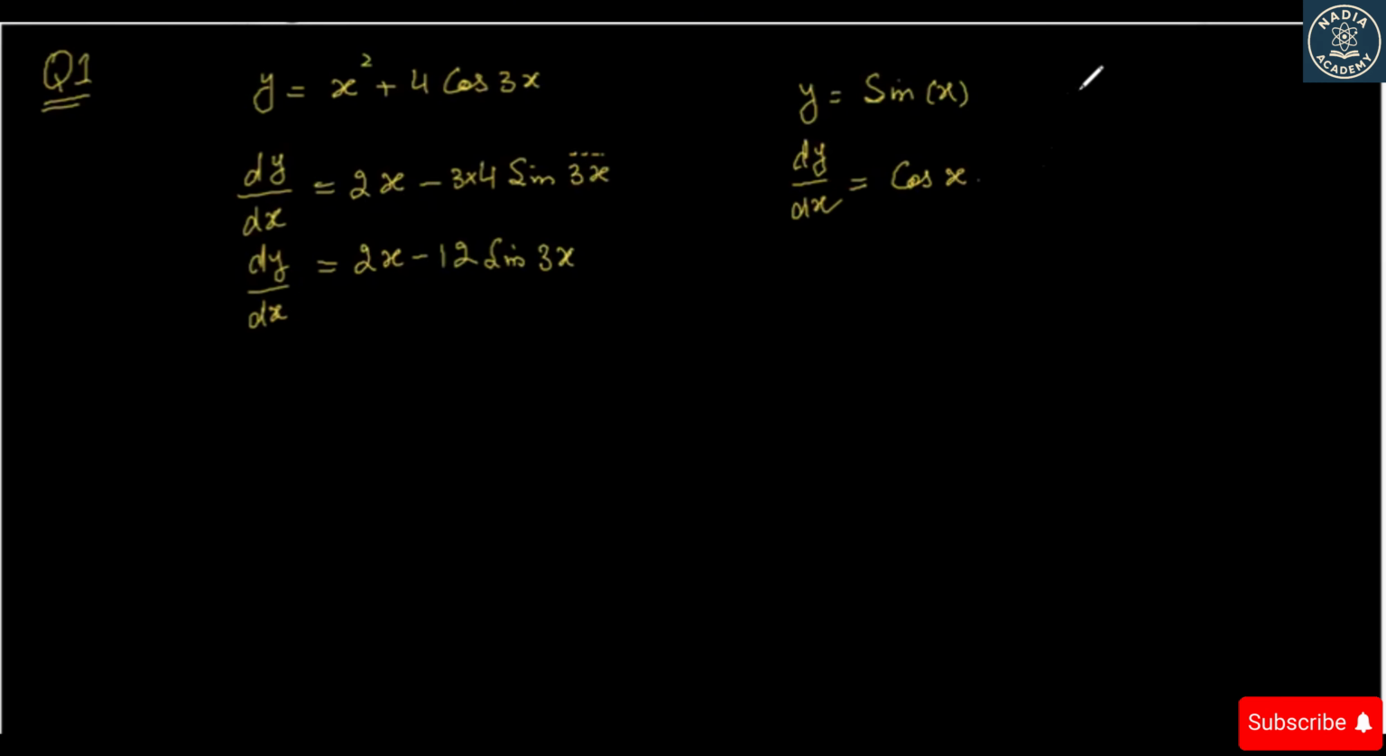But if we have the function y is equal to sin kx, then the derivative of this function, dy over dx, is cos kx, and the derivative of kx is equal to k. So that is very simple to remember as well. You can also prove it using the chain rule that we will learn in our next lecture.